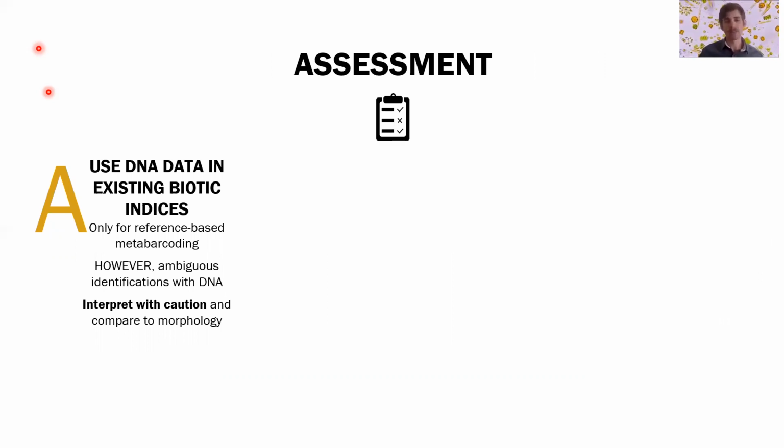This only works for reference-based metabarcoding, but given that there are ambiguous identifications with DNA, and also that there are very few reference sequences, it means that these biotic indices were created with a certain size species pool expected based on morphology, but that species pool is going to be a lot smaller for reference-based DNA because we don't have as many sequences.